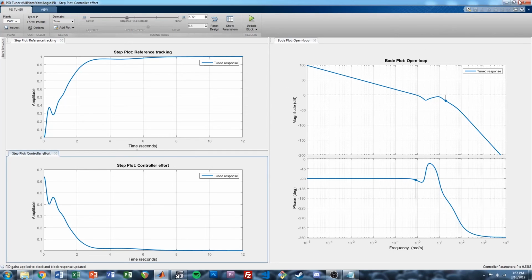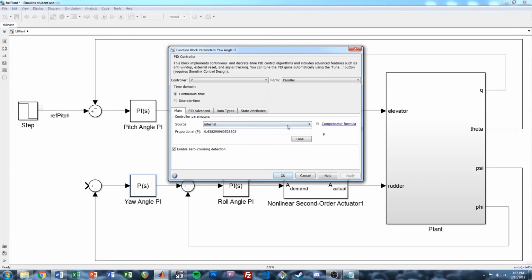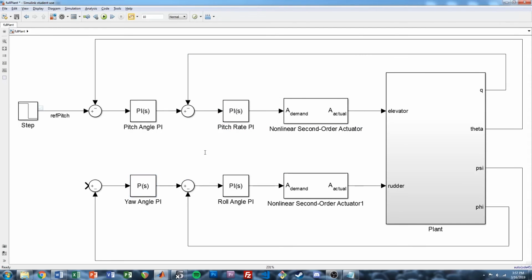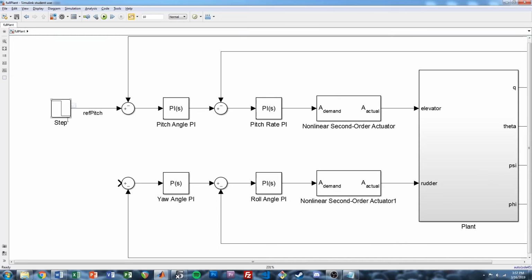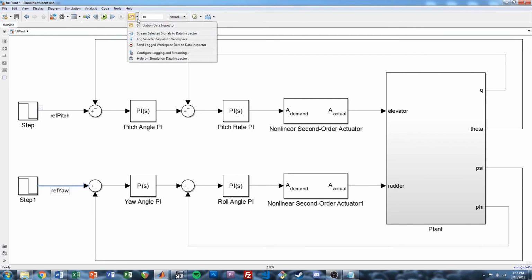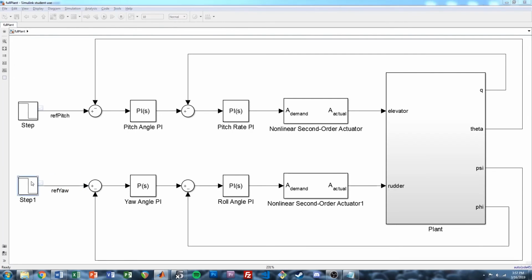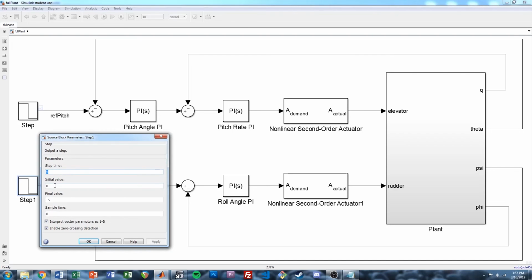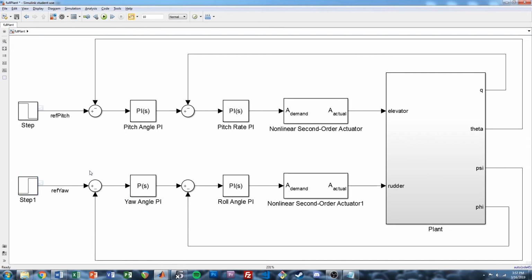Update the block. Hit OK. Then, tell you what, let's create another step here. It's going to be called ref yaw. Log that. And then we're going to leave this at 0 for right now, so the final value is going to be 0. Let's run the simulation again.